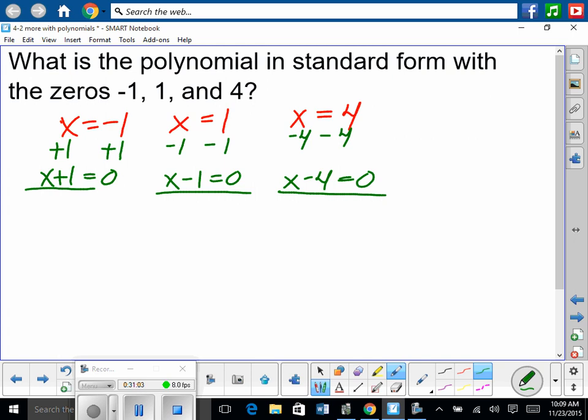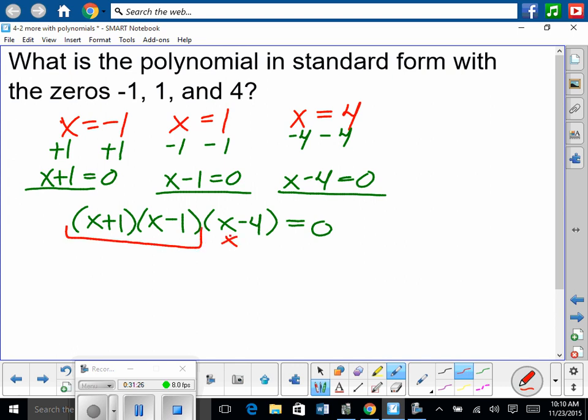Now remember, before we split them up, so we're going backwards. Before we split them up, they used to be multiplied together. X plus 1 times x minus 1 times x minus 4. And they were all equal to 0. Does everybody see how this is going backwards? The other way. Then from there, we would distribute. Now, take my advice. Multiply 2 of them together first, and then multiply in this third one next.